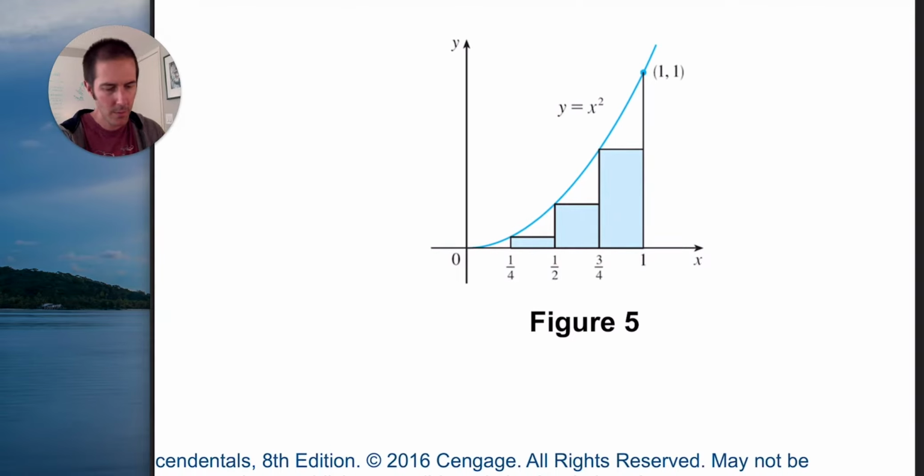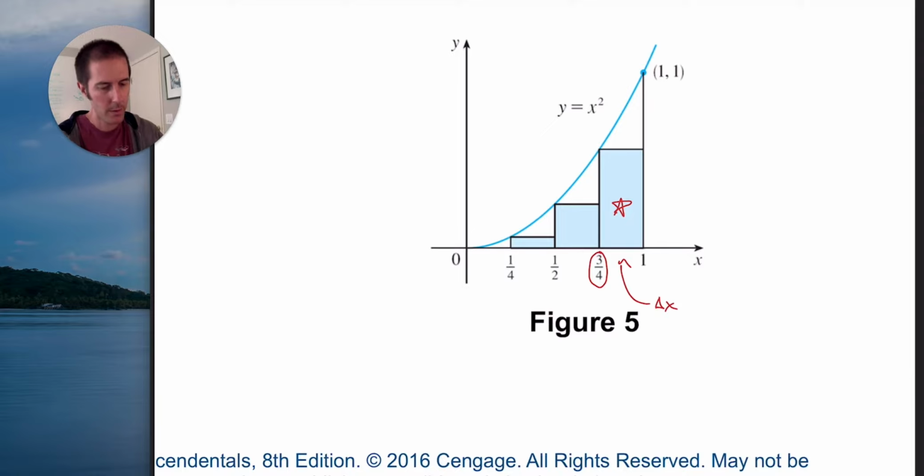Let's look at this rectangle first. Let's look at this one. The left-hand x coordinate for that rectangle is 3/4. And how do I determine, well, we already know that the width of that rectangle is delta x.